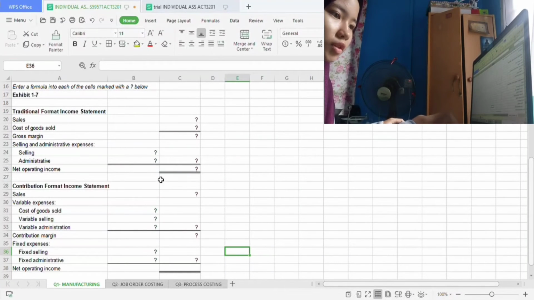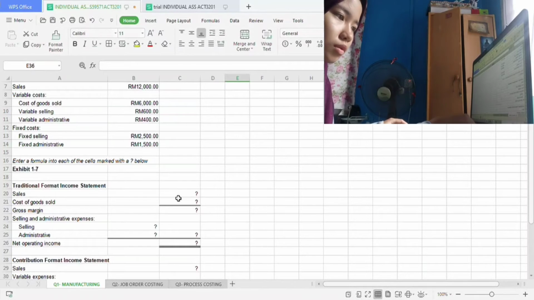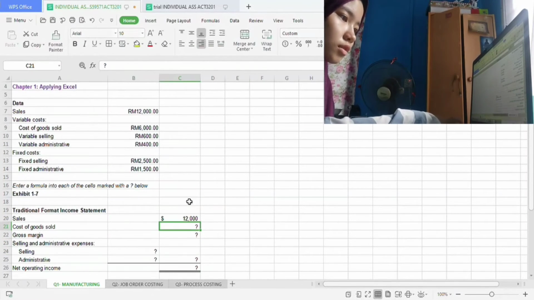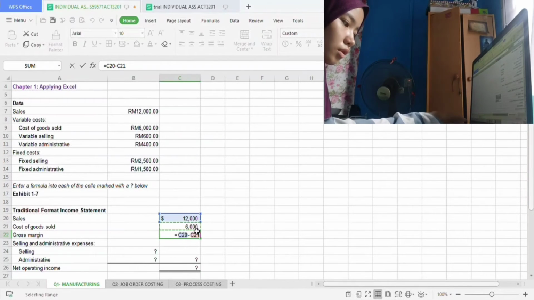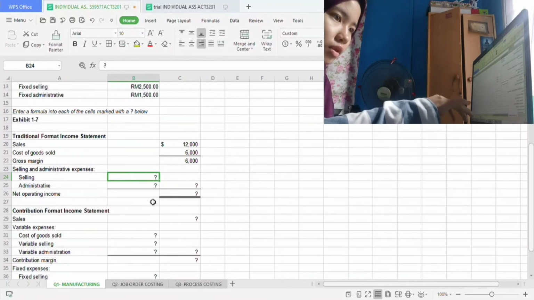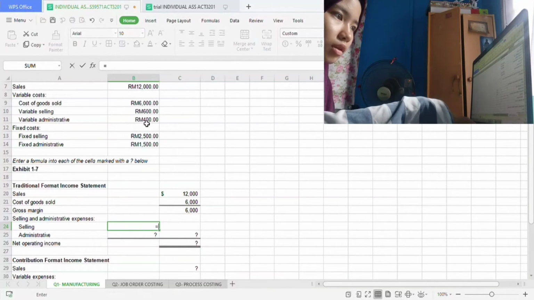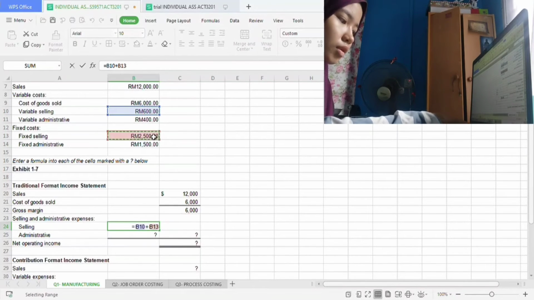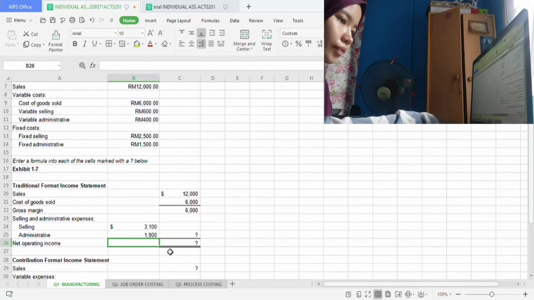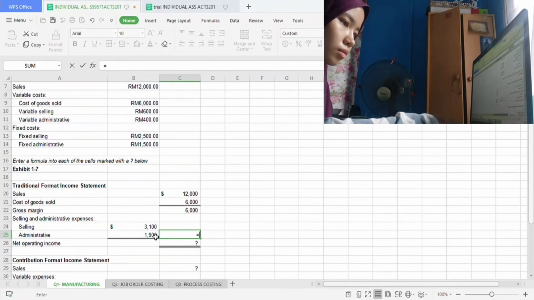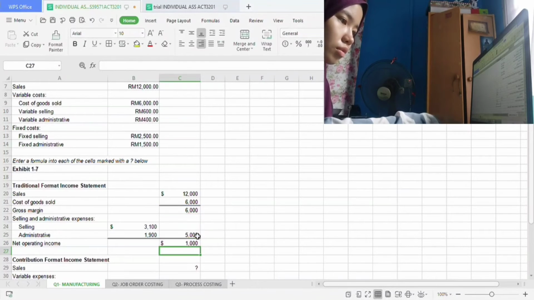We start with calculating the manufacturing part. We start with the traditional form of income statement, which is sales 12,000 minus cost of goods sold. We get gross margin, minus selling and administrative. We add the variable with the fixed to get the total selling and administrative, then gross margin minus selling and administrative.